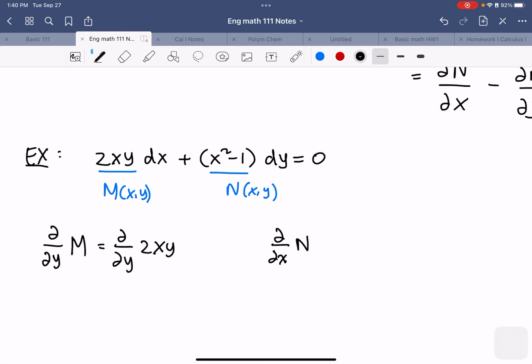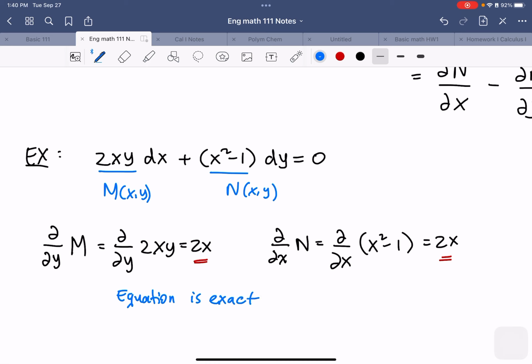Now we check. M is 2xy, so we differentiate with respect to y. This will result in 2x, right? And for N, we also differentiate with respect to x. Now they have the same result, 2x. Now we can say that the equation is exact, so now we can proceed with the exact equation method.